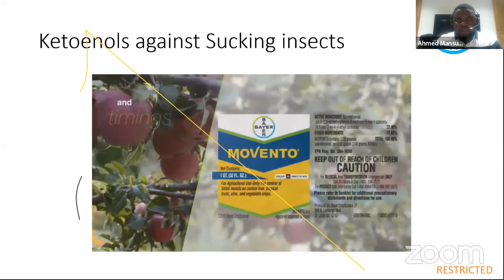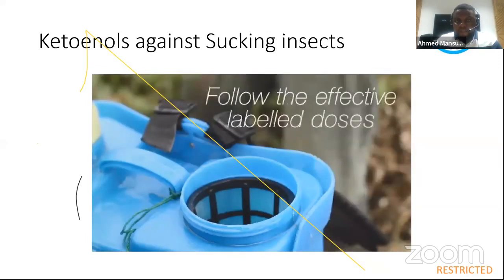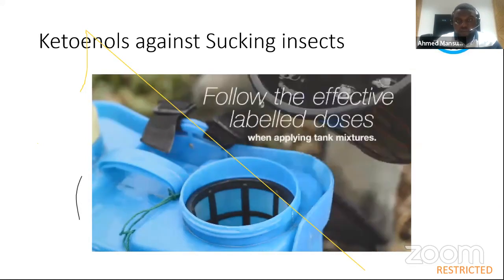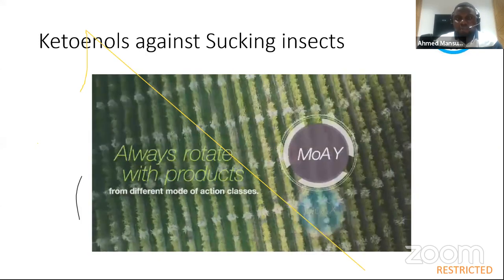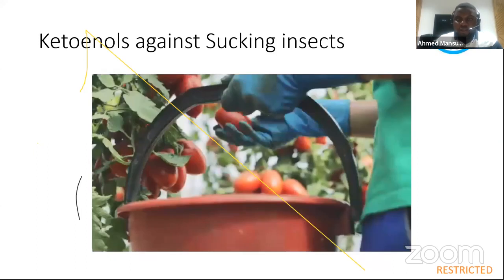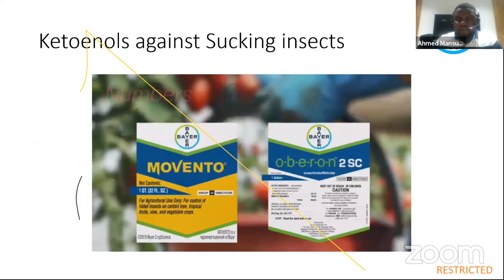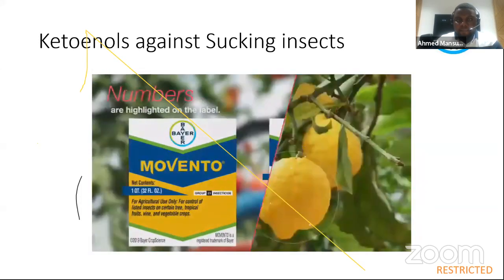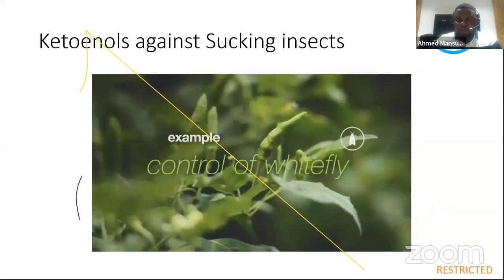Yes, the label, the timing of application, the dose rate to apply is very, very important to know. This is very, very important. Change the product you use. Always rotate the product you use. It shouldn't be the same product day in, day out. Check the gap between when you need to spray.